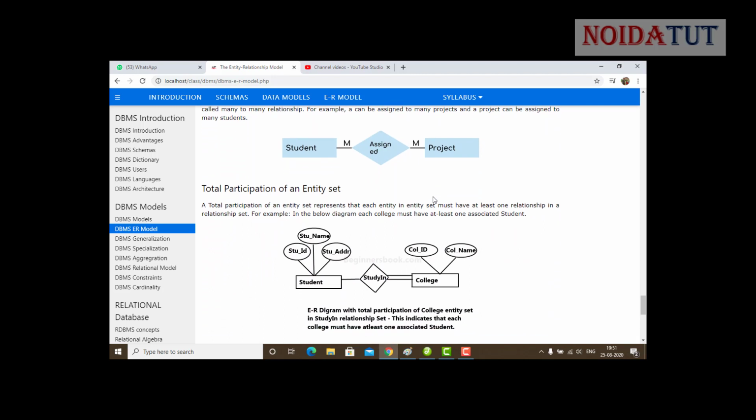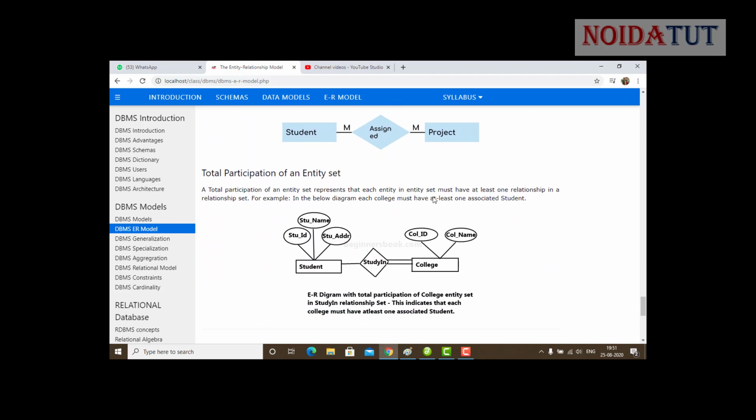So combining all these things, we form the entire entity set or entire ER diagram. You can see the diagram which we have already discussed before. A student is there, with student ID, student name, and student address. These are the attributes of the student, and it is in a relationship, study in, with college, and college ID and college name are there.